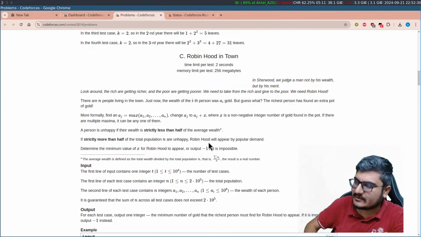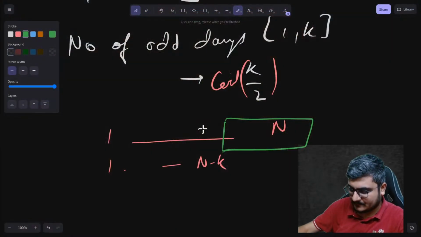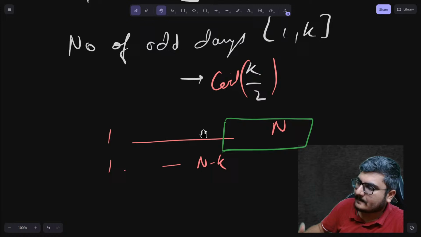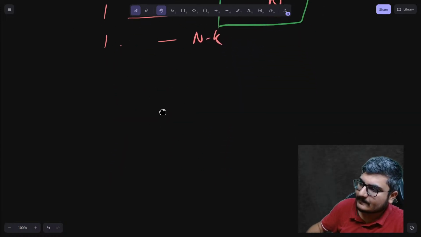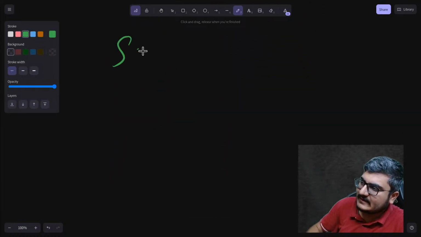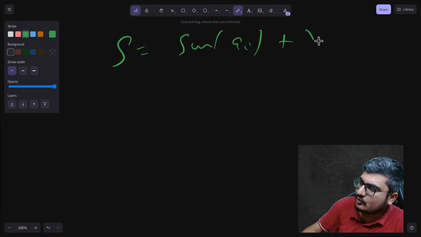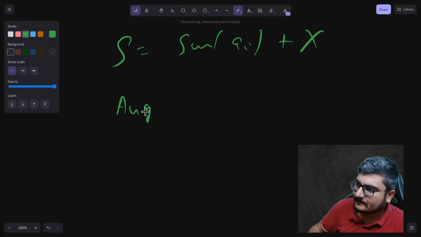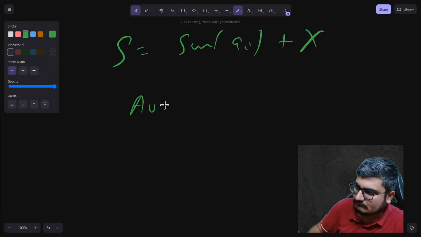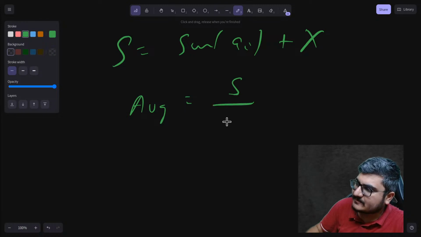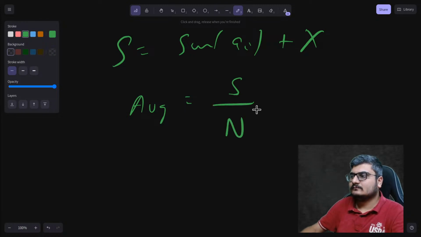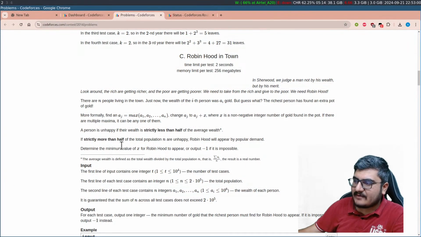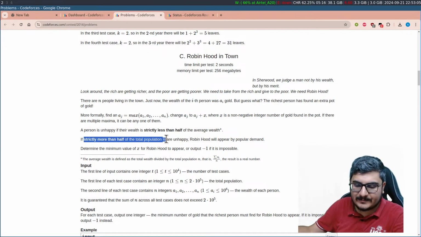There are multiple things over here. First, what is the average we have? Let S be the sum of Ai plus x, the gold we have found. The average would be S by N, and more than half of the people are unhappy. So we first need to find the minimum number of people that should be unhappy.